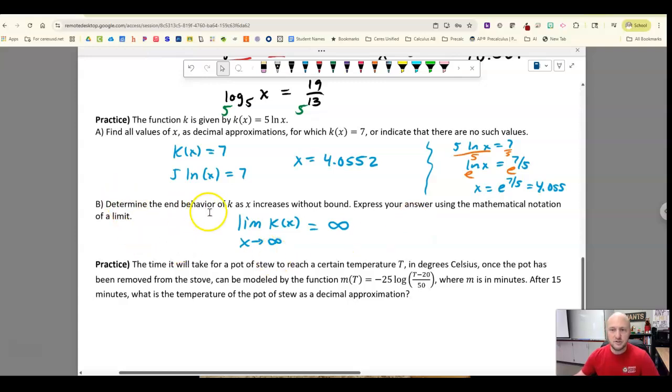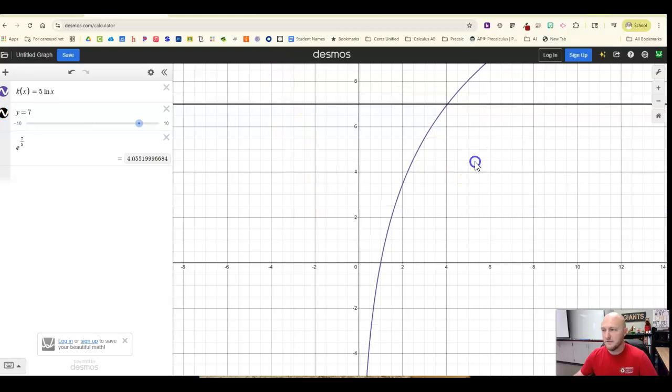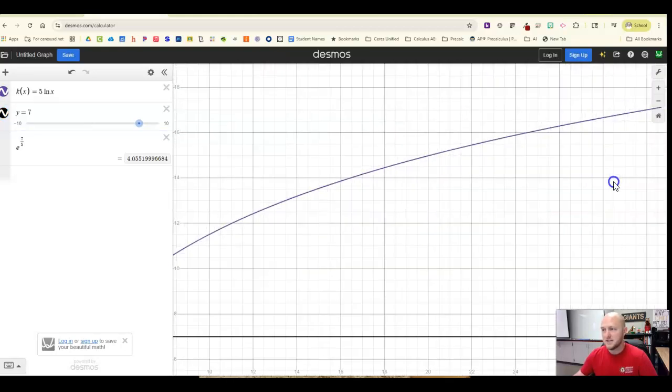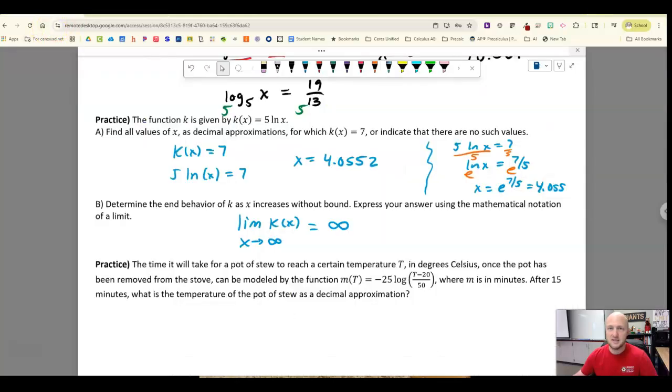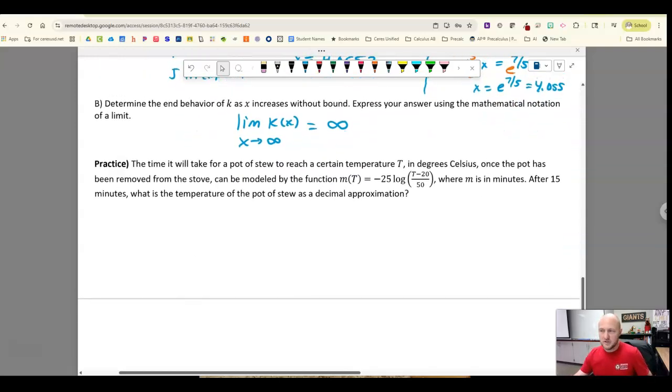Next, determine the end behavior of k as x increases without bound. Well, that is the limit of k of x as x goes to infinity. So what is that? Well, if we look at our graph, our graph is going up. And it's going to keep going up forever and ever and ever. So our answer is positive infinity on that one. How'd you do? Did you get it? Awesome. Last practice one here.